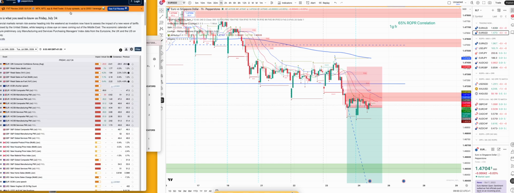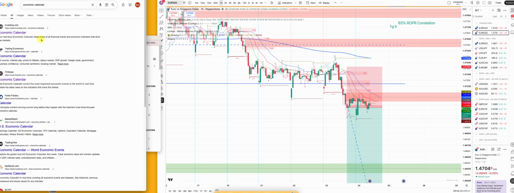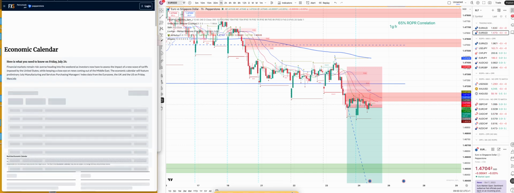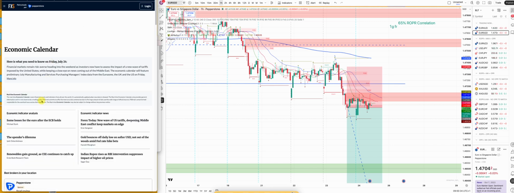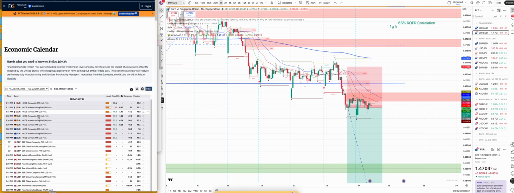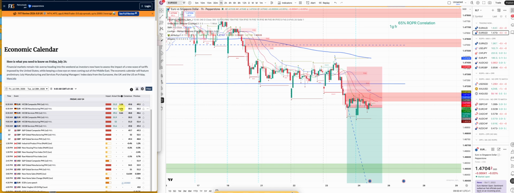So the economic calendar, we've got some news out any second now, sorry. Let's have a look at that again. I'll just move that over. We've got some news out any second now on the euro, I believe. Yeah, it's just come out. Okay, so not a lot of change there. And these are in half an hour on the pound.